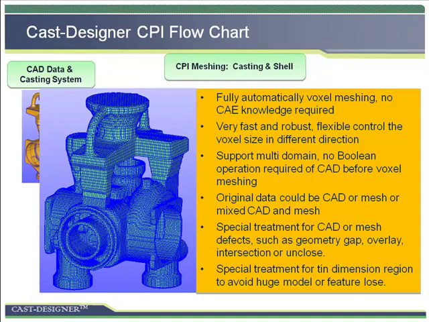There is also special treatment technology for defects of the CAD model or mesh, such as geometry gap, overlay, intersection or enclosure. The coarse mesh technology in Cast-Designer is also unique in treating thin thickness regions to avoid a huge model or feature loss, and advanced mesh smoothing technology makes the mesh match the original CAD geometry. It is very useful for complex shapes, like casting parts.